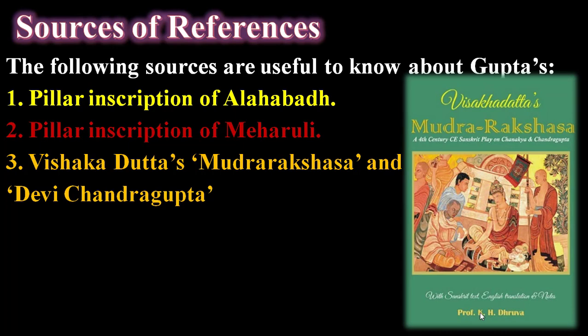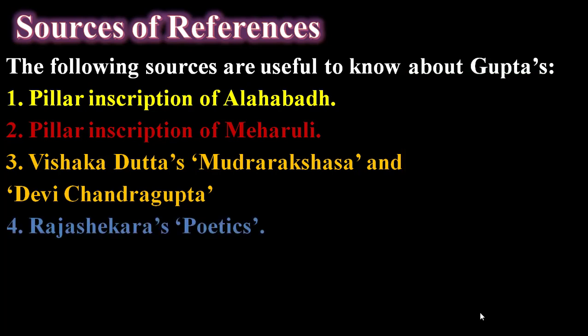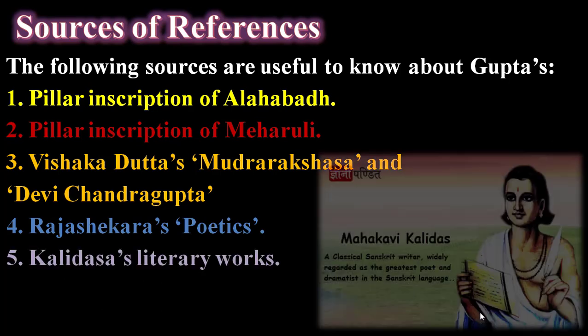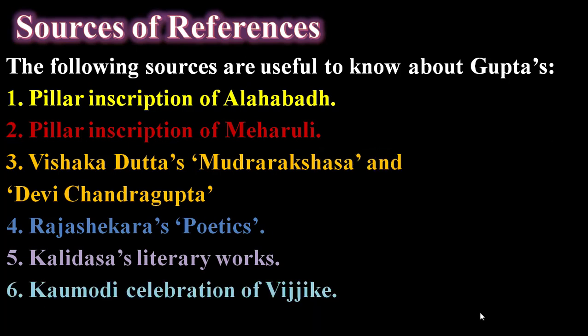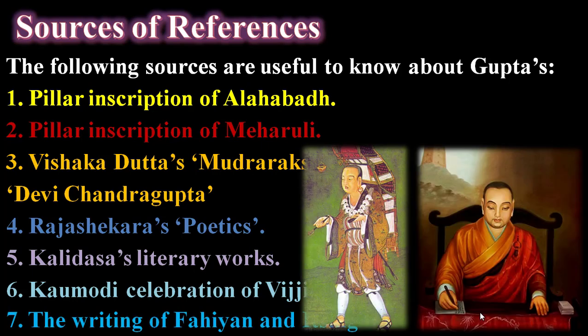And Vishakadatta's Mudrarakshasa and Devichandragupta. These are sources to know more about the Guptas. Rajashekara's poetic works, and then Kalidasa's literary works, such as Meghaduta, Abhijnana Shakuntala. Then the Kaumudi Mahotsava, the celebration of Kaumudi. The writings of Fa-Hien and Itsing. These are the wonderful sources of reference to know more about the Guptas.